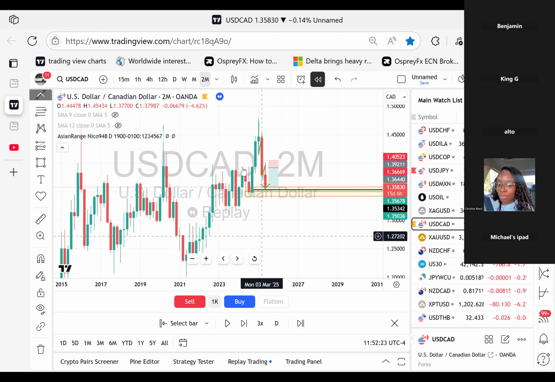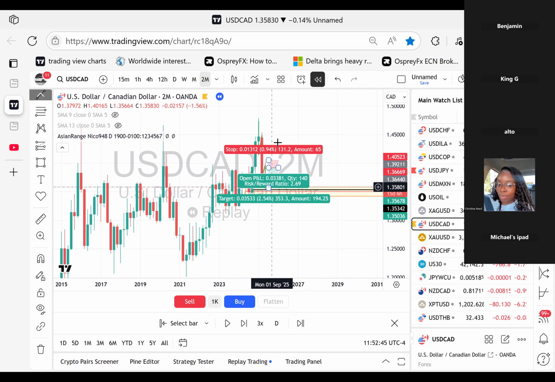We broke structure. Can y'all see how these were highs right here and this price broke out? Price is just pulling down into this institutional candle. This is a demand zone, right? Price is pulling into that demand zone, and you're going to get a buy from there.